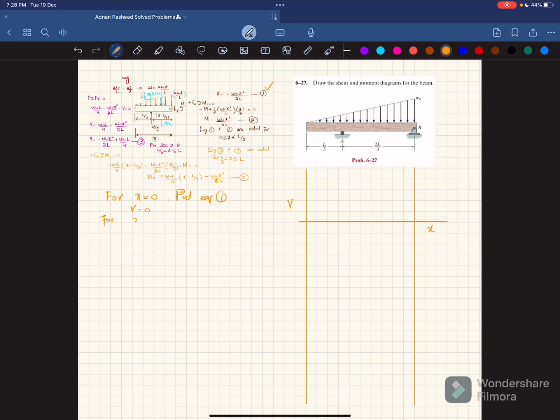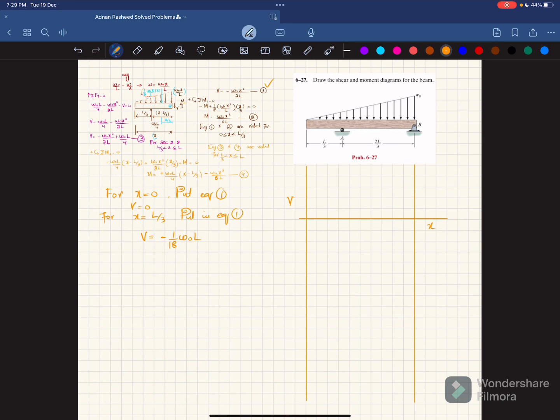Now for x equal to L by 3, put in equation number 1. So if you replace x with L by 3, you will get the shear force equal to minus 1 over 18 W naught into L. You can put it and you will get this value. We can put V equal to minus W naught, replacing x with L by 3, whole square over 2L. So that will be minus W naught L square over 18L, which is equal to minus W naught L over 18. Clear?